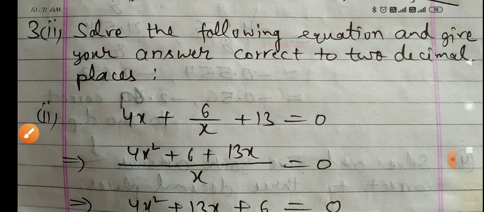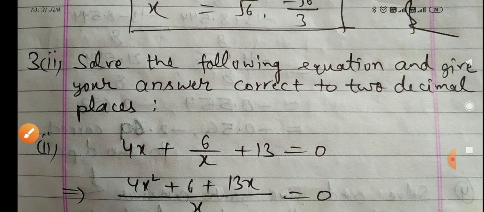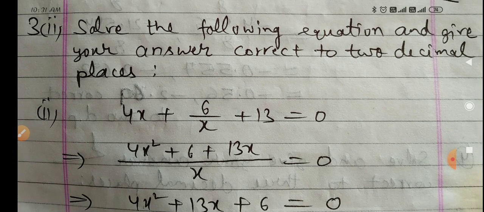So that's why I left the answer, you can see, in terms of root 6 comma minus root 6 upon 3. But in this question, if a root comes, then the value of that root I have to put and give the answer in decimal places. So for the second part I have taken 4x plus 6 upon x plus 13 equals 0.